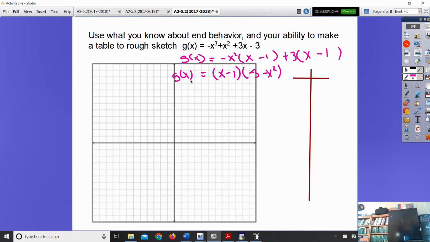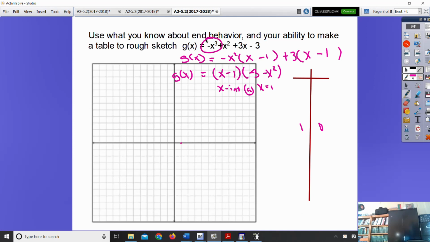What's one of the x-intercepts? 1. It's right there. There's an x-intercept at x equals 1. That's something in the table: 1, 0. There's another one at plus or minus root 3, but we're not ready for that yet. Yeah, that 3 minus x squared, right? There's another one at plus or minus root 3. Maybe you get that, maybe you don't. Anyways, let's talk about end behavior.